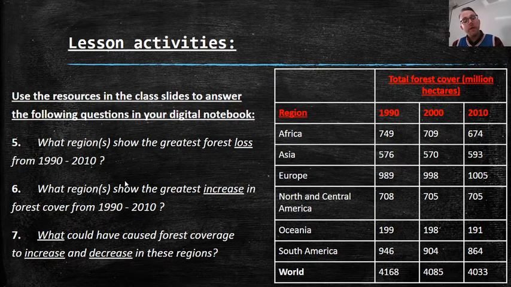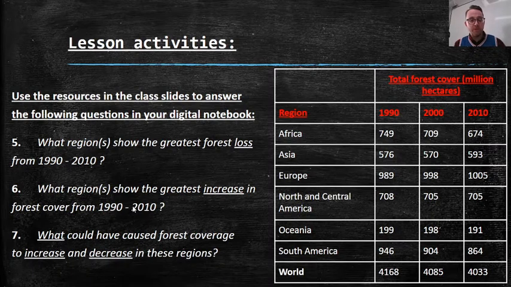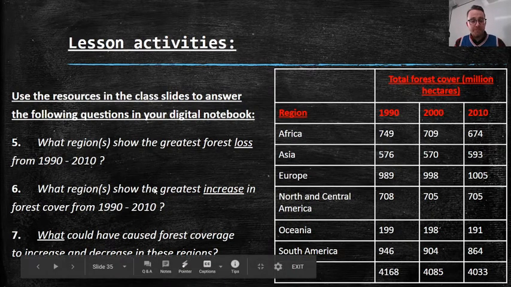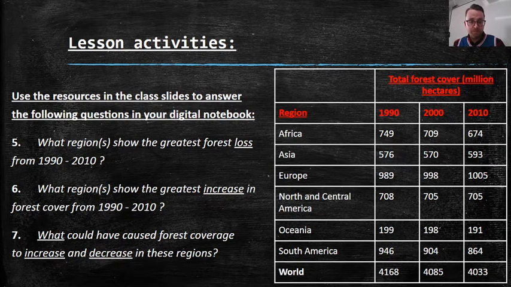Question 6, what region shows the greatest increase? So some of these numbers have actually increased. So Europe used to have 989 million hectares of forest, not bad, but they've actually gone up over time, which is impressive. So which region shows the greatest increase in forest cover? Question 7, what could have caused that? What could have caused forest coverage to increase and decrease in these regions?